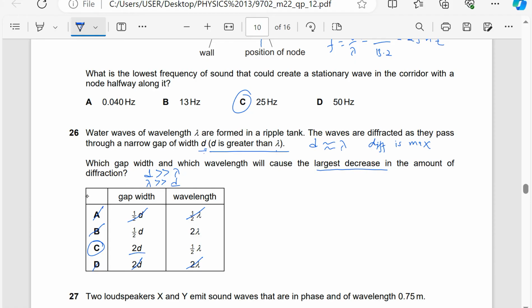D was already bigger, now double it. The wavelength was smaller, now reduce it. So it means the gap is going to be much bigger than the wavelength. Because D was already bigger, you doubled it again. The wavelength was already smaller and you reduced it, you made it even smaller. So the gap is much bigger than the wavelength. So diffraction is going to be minimum. So the answer is going to be C.